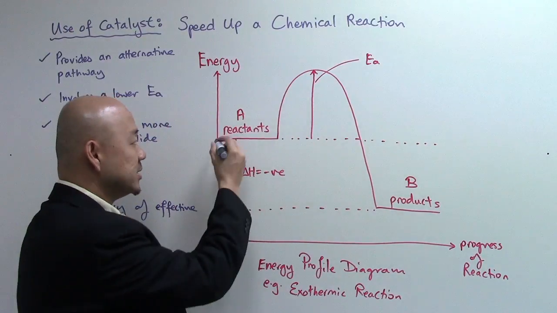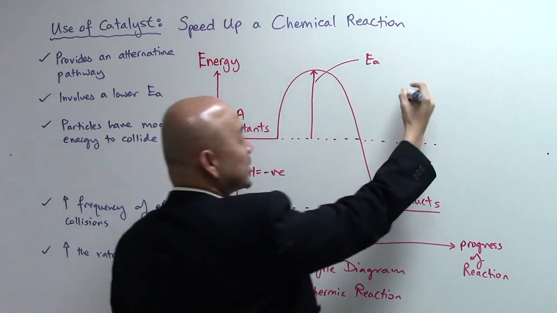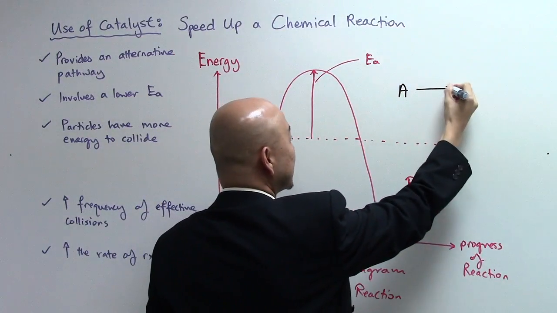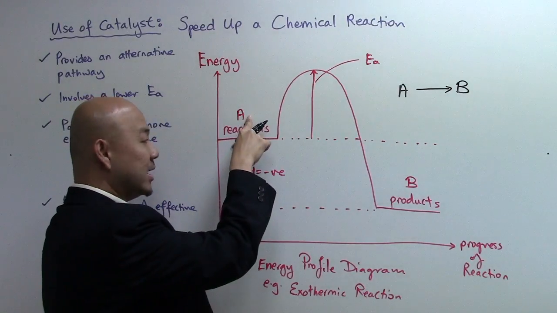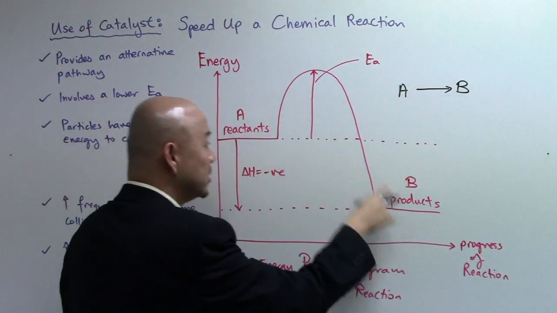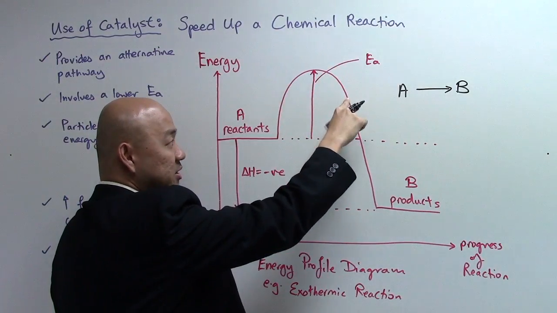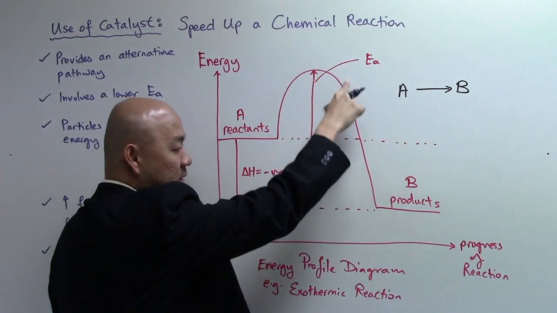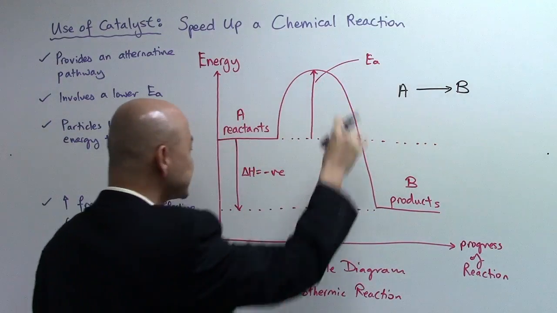So what happened is this reactant. So the reaction for us right now is, let's say, A becomes B. So this is the chemical reaction that happened. So A, in order to become B, you will have to pass this activation energy to the top before it can become the products. So this is activation energy.